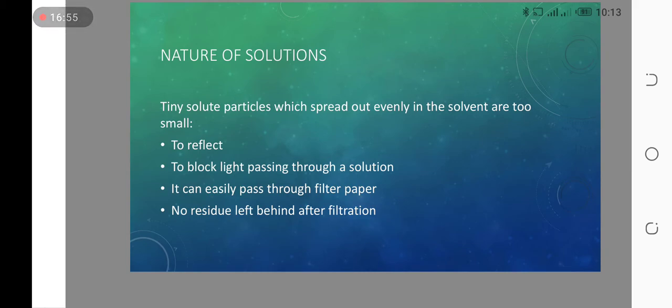So that is why no residue is left behind when we filtrate such a type of solution, because particles are so tiny that they can easily pass through the filter paper and no residue will be left behind when we filter our solution. So the nature of the solution can be easily investigated by a simple experiment that is to be done at your home.